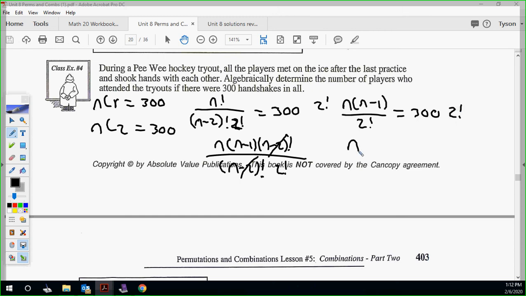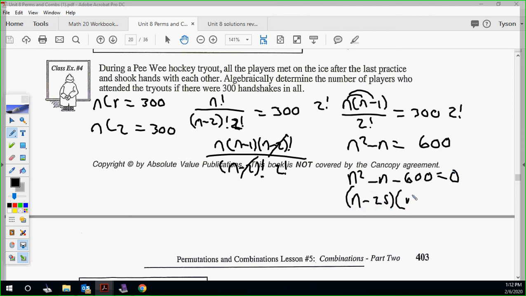So now you're here. I'm going to distribute: n squared minus n equals 600, which is 300 times 2. Now you can see it's starting to shape up. We're solving a quadratic now. We minus 600 over. Can we factor? So factor the 600 into factors that are 1 apart. I believe, what was that? 25 and 24. Yeah, it's n minus 25, n plus 24 as its factors. Remember, we're going for people, so we'd reject the negative 24. So the answer is there's 25 people at the practice.